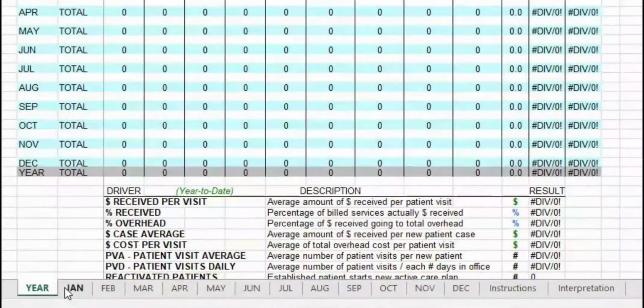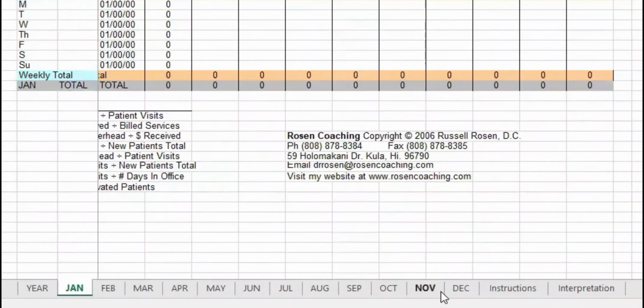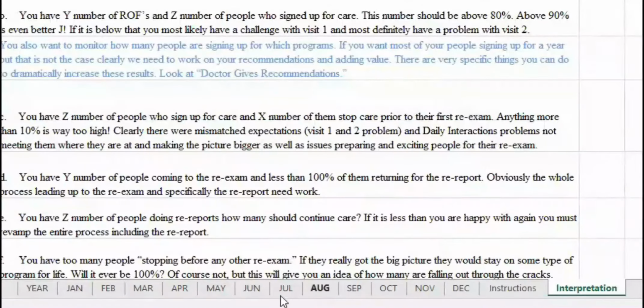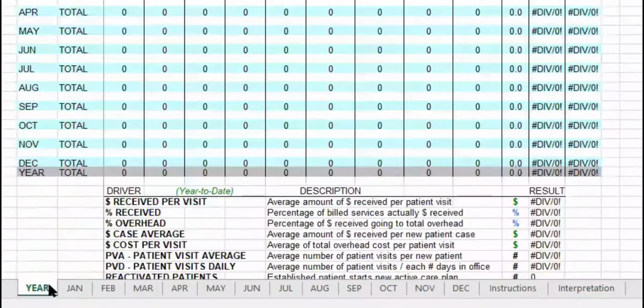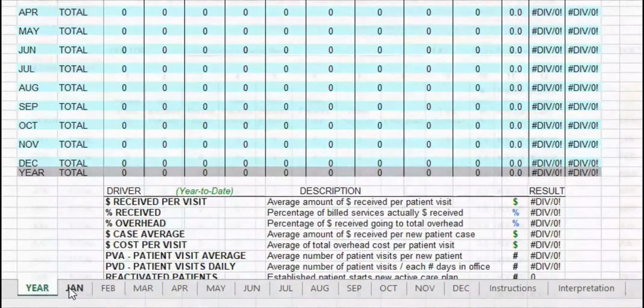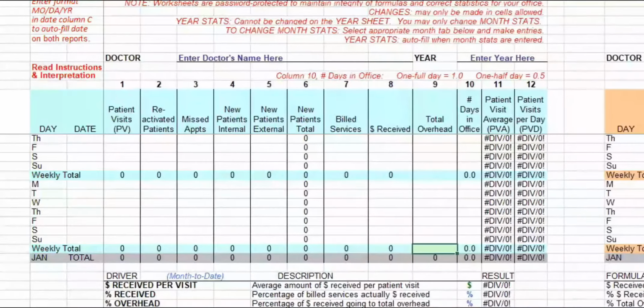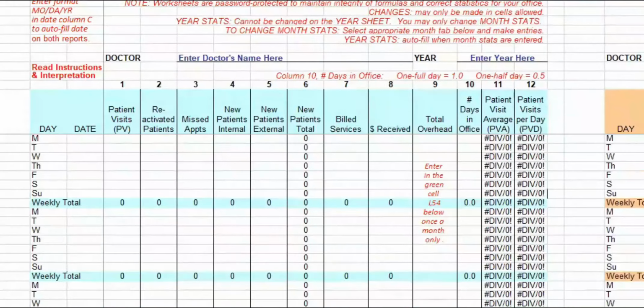You can see down here, we've got the year tab, then we have January all the way through December. We have instructions and we have interpretation. The interpretation is kind of what we're going through right now. So let's take a look at January. Let's say it's the beginning of the new year and you want to keep these kinds of stats because you know they're going to help you grow.